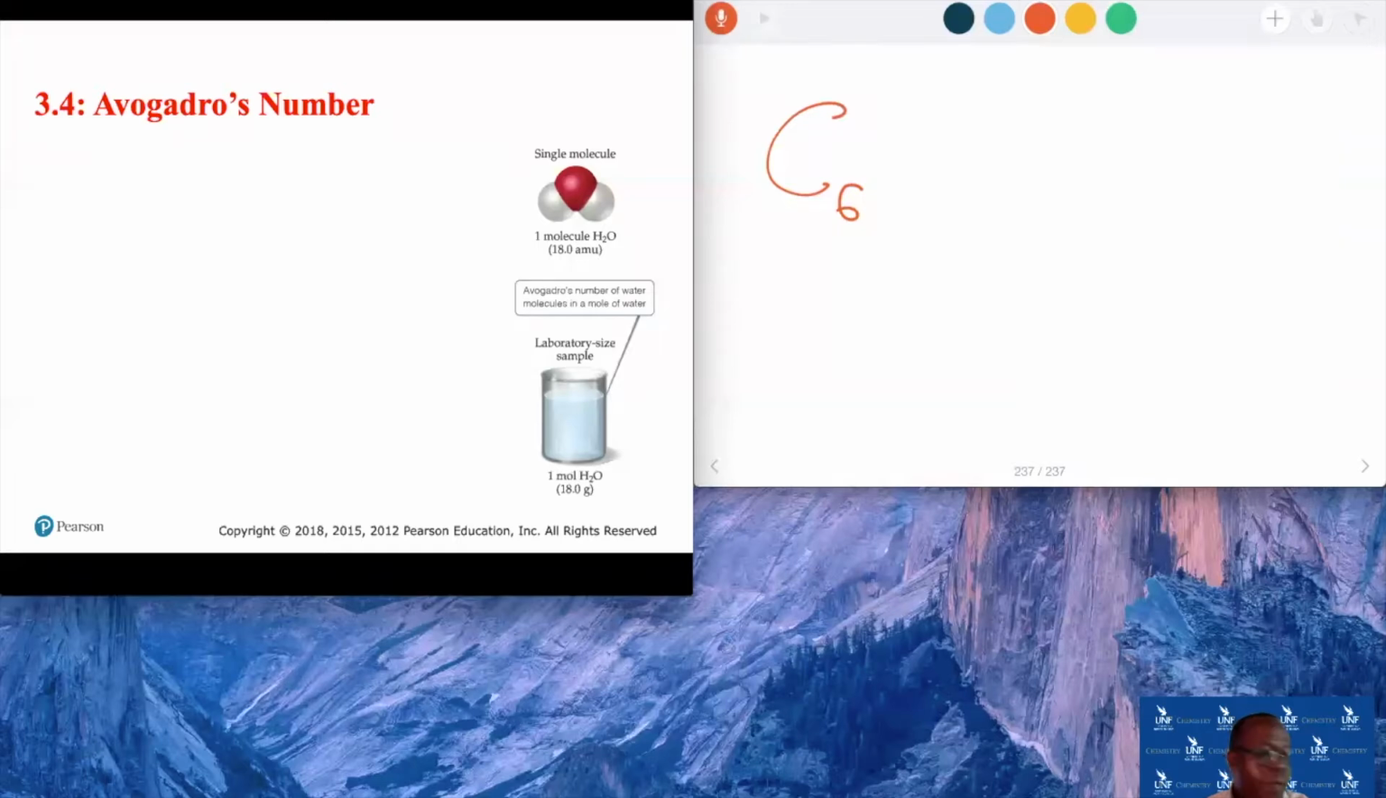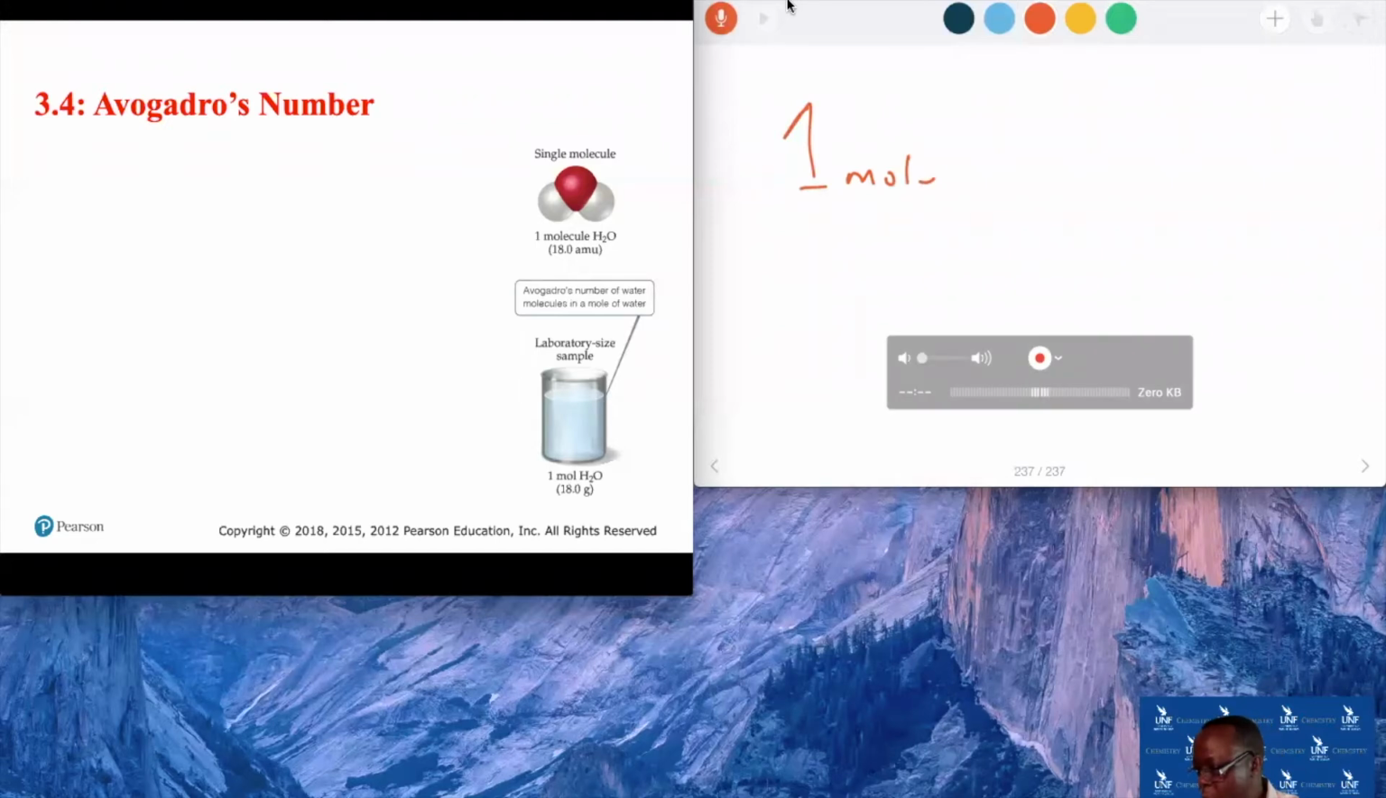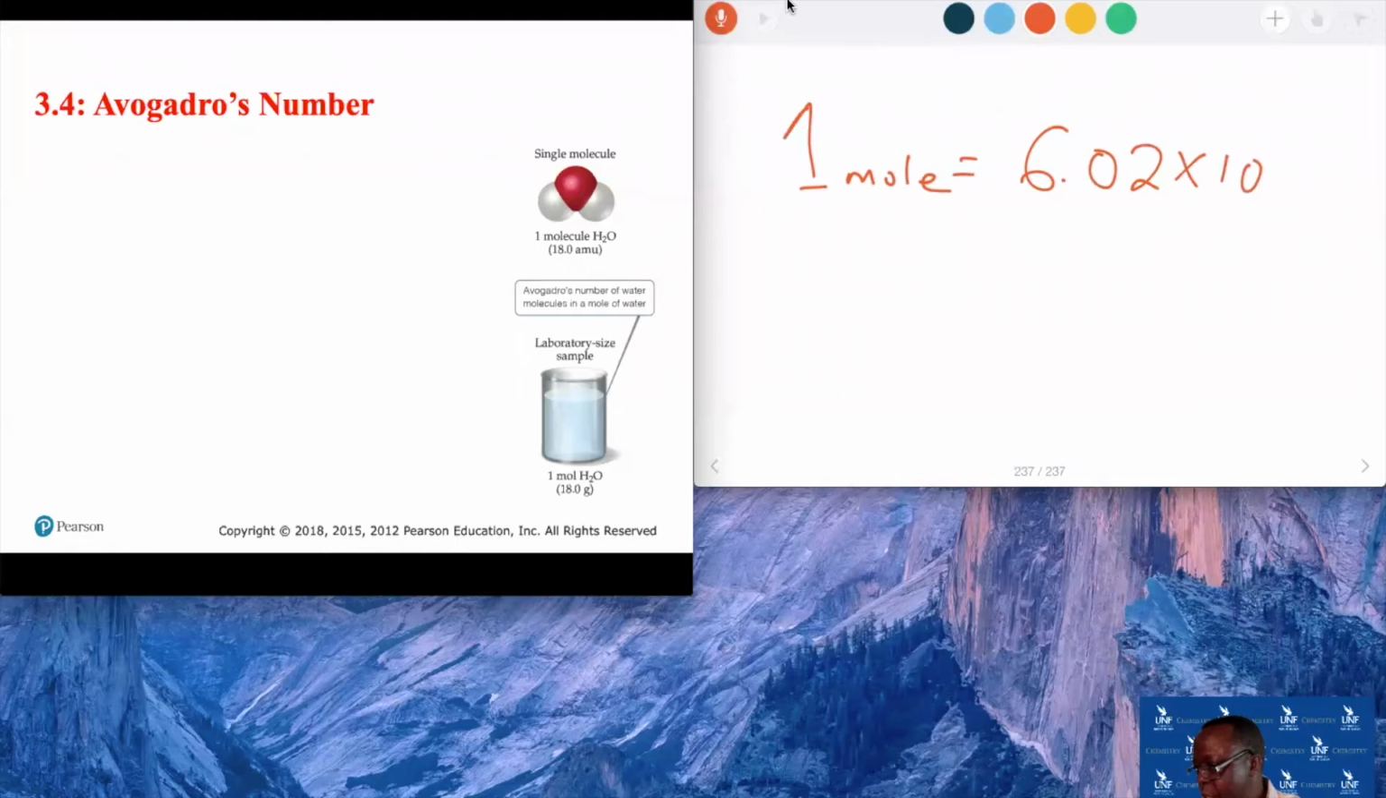Let's see Avogadro's number. Avogadro's number is a number used by chemists to express or represent what we call a mole. The Avogadro number represents a mole of anything. MOL is an abbreviation for mole. A mole of anything contains this number, and we call this number the Avogadro number.